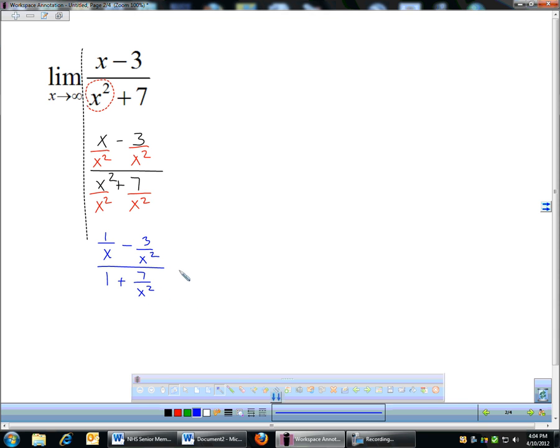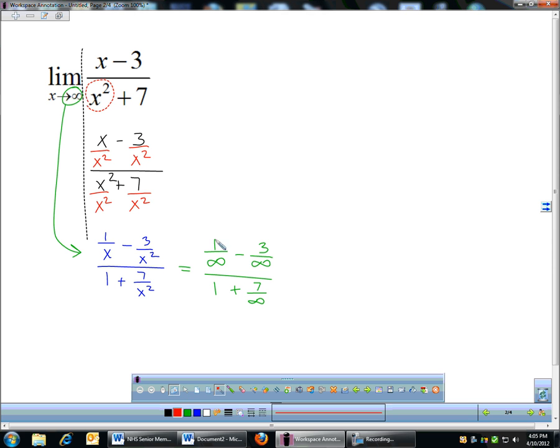And now I'm going to plug in infinity, which is kind of weird, and I'm sure Math League of America would cringe when they hear me say plug in infinity, because I'm treating infinity like a number, which is dangerous. But we're just going to kind of think about it. If I plug in infinity, I have 1 divided by infinity, minus 3 divided by infinity squared is still infinity, over 1, plus 7 divided by infinity squared is still infinity. If you square a huge number, you still get a huge number.